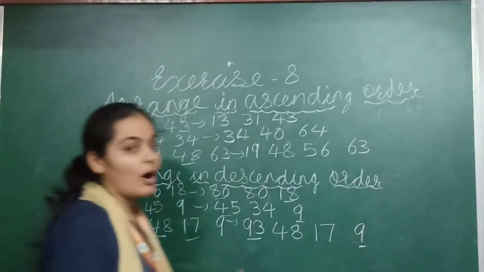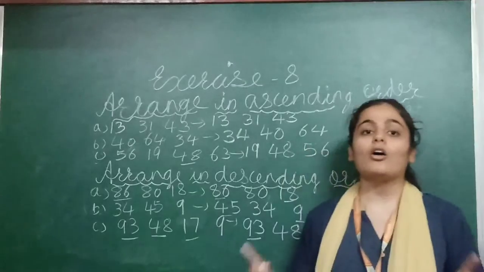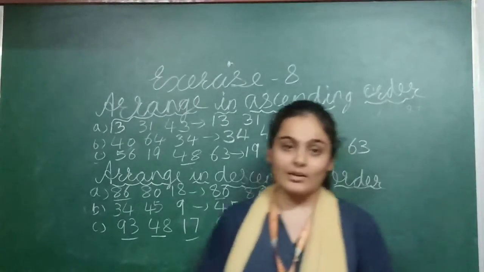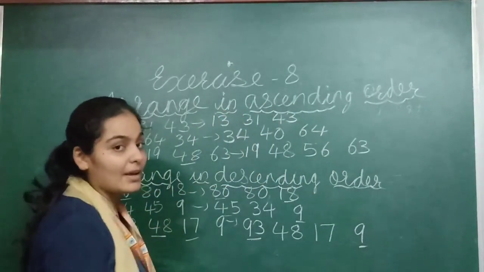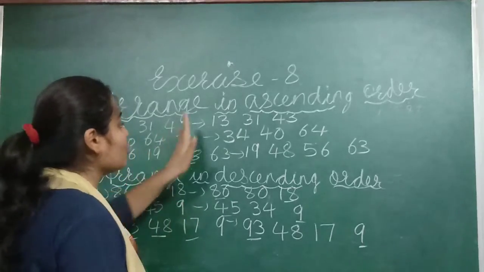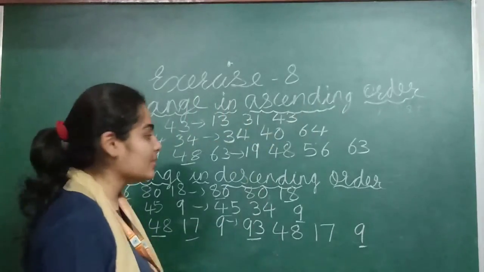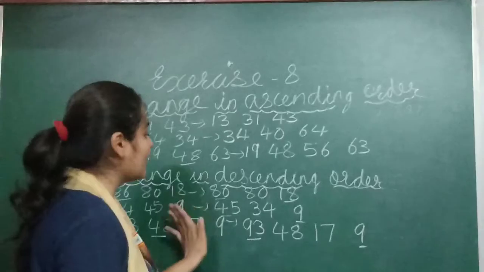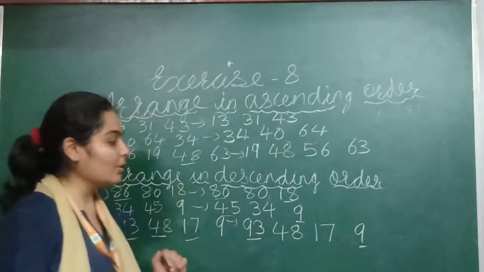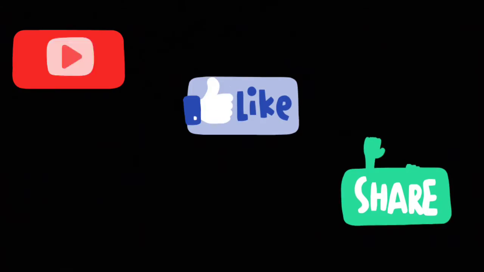I hope you all understood the concept of ascending order and descending order. I am explaining again. In ascending order we have to do smallest to biggest, and in the descending order biggest to smallest. Okay. Refer to this video.